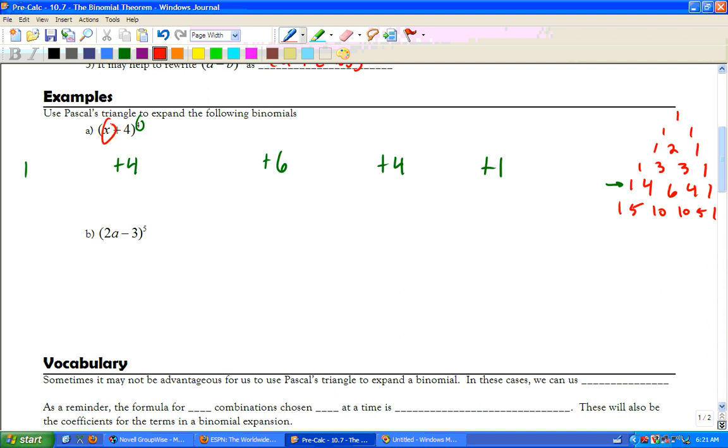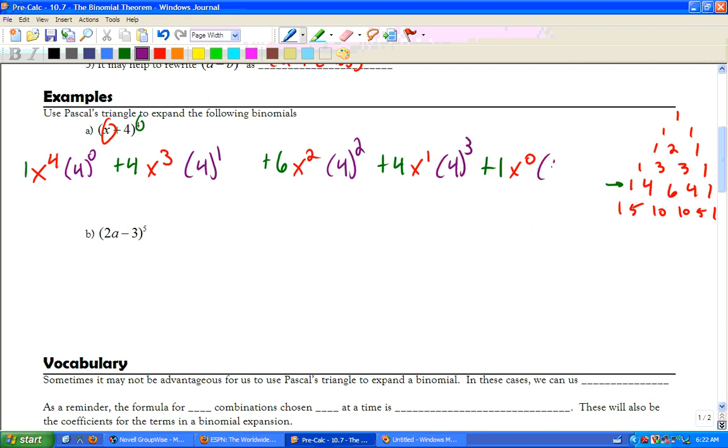Next thing I'm going to do is take my x. Our first variable, or our first term, is going to start at x to whatever the nth power is. In this case it's 4. And it's going to work its way down to 0. So x cubed, x squared, x to the first, x to the 0. Next we're going to take the 4 and repeat the process, but now we're going to start at 0. 4 to the 0, 4 to the 1, 4 squared, 4 cubed, 4 to the fourth.